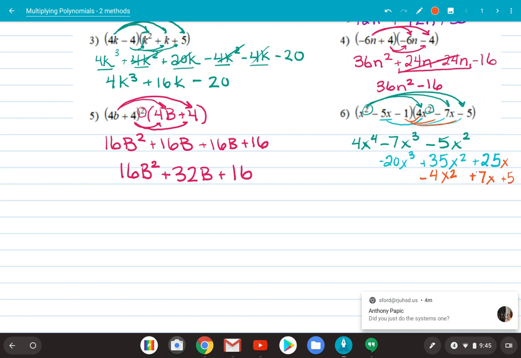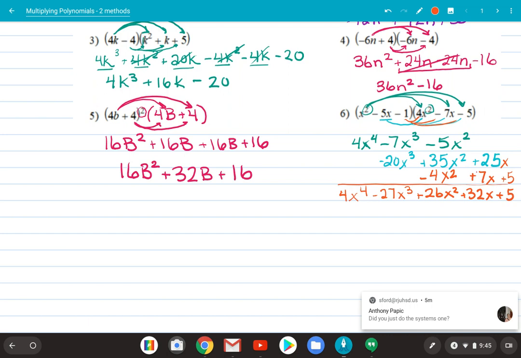And the nice way when you write it down is all you do is add down, and then you get your answer. So we get 4x to the 4th, -7 minus 20, and then we get -5 plus 35, which is going to be 30, minus 4x squared. And then we get 25x plus 7. And you get your answer.